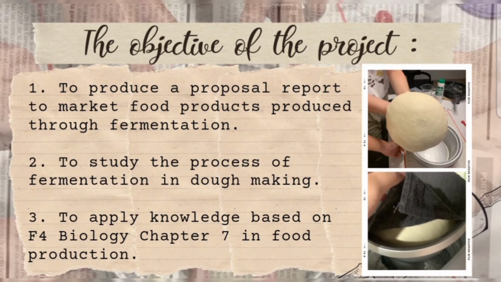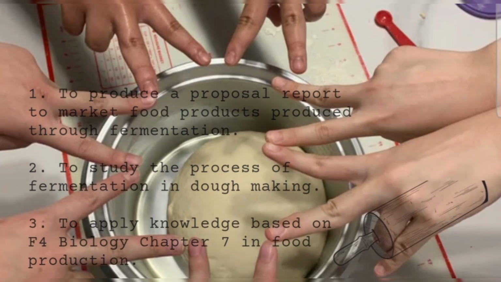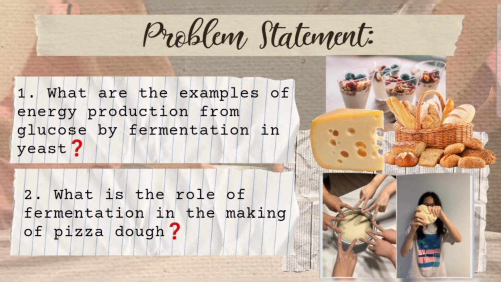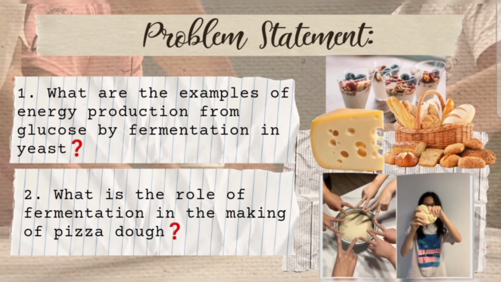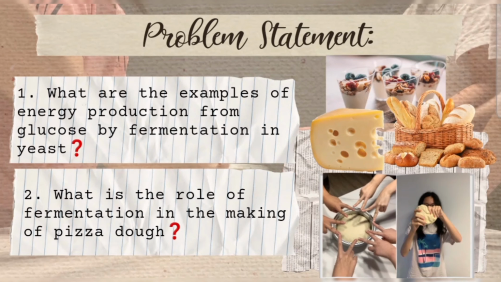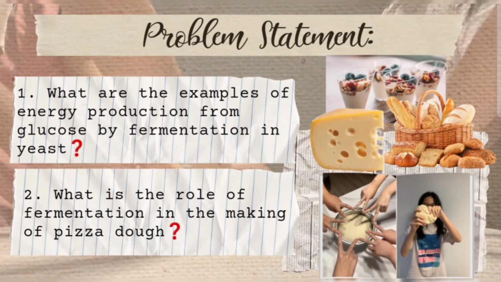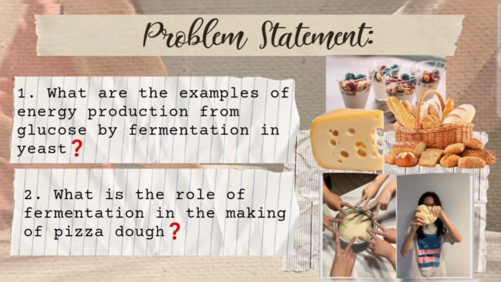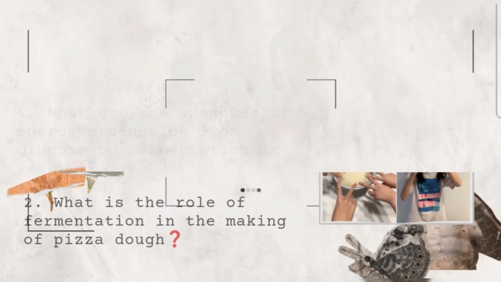As for the goals of our project, we set out to create a proposal report that highlights the marketing potential of food products produced through fermentation. Additionally, we aim to delve into the intricacies of fermentation in dough making and to apply the knowledge acquired from our Form 4 Biology Chapter 7 to enhance our understanding of food production. Next, the problem statements of our project are: what are the examples of energy production from glucose by fermentation in yeast? And what is the role of fermentation in the making of pizza dough?